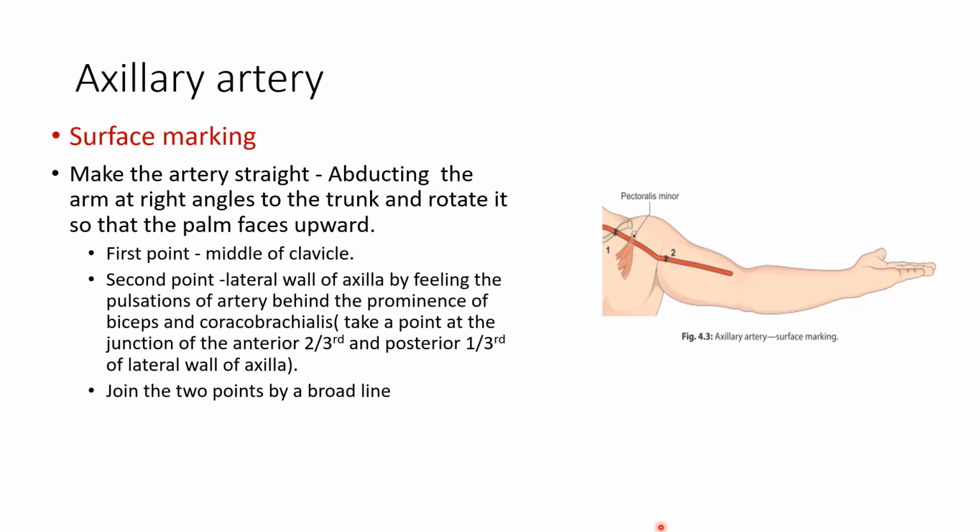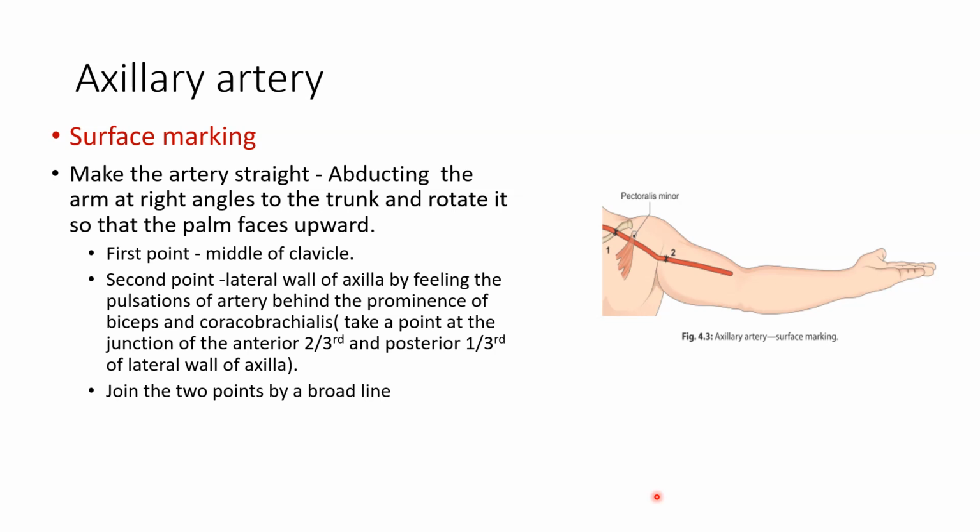Now let us see the surface marking of the axillary artery. So for marking it, the arm has to be abducted at right angles to the trunk, and it should be rotated so that the palm faces upward as shown in the picture.